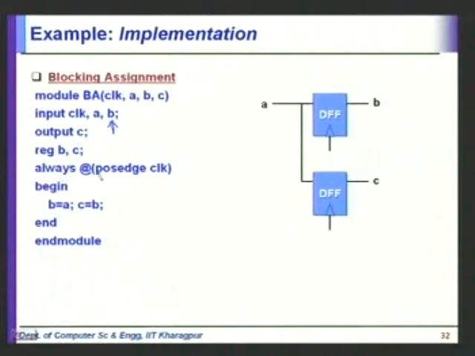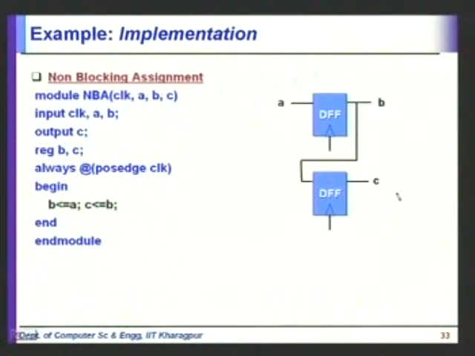Okay, always at posedge clock begin B is equal to A, C equal to B. Okay. Now what does this mean? This means that we are going to assign A to B first and then assign B to C. Okay. Now all this is happening in the same clock cycle. So now think of this implementation. This implementation is assigning A to this and assigning A to this. Right?